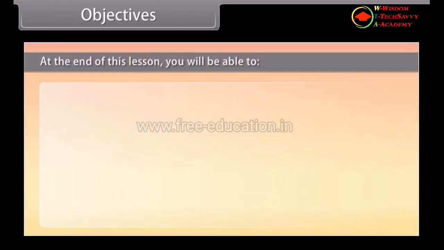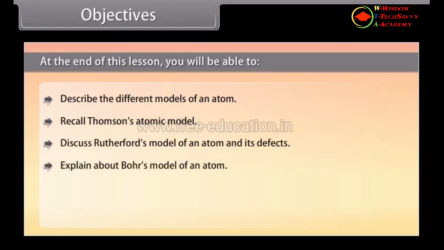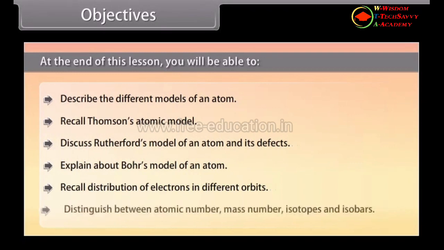At the end of this lesson, you'll be able to describe the different models of an atom, recall Thomson's atomic model, discuss Rutherford's model of an atom and its defects, explain about Bohr's model of an atom, recall distribution of electrons in different orbits, distinguish between atomic number, mass number, isotopes, and isobars.